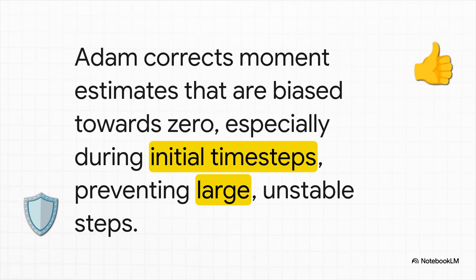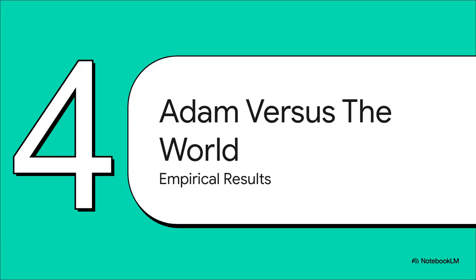See, right at the start of training, those running averages are basically zero. Without this little correction, the algorithm could take these massive, wild steps right at the beginning and totally mess everything up. It's a small detail, but it's what makes Adam so stable and reliable. Okay, so that's the theory.